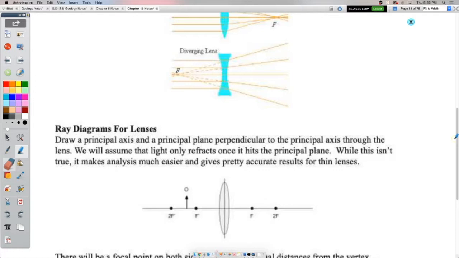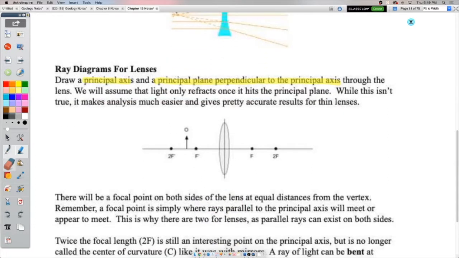So one new addition we're going to make: we've always had a principal axis. Now we're also going to have a principal plane, perpendicular to the principal axis, through the lens. So if we go to the diagram here, see how there's a vertical line perpendicular to the principal axis? That's the principal plane. Now, what is the purpose of that? Well, we're going to assume that light only refracts once it hits that principal plane. So in other words, we are going to treat that line as the point where all of that refraction happens. Yes, really it's refracting a little bit here and then a little bit here, but for a thin enough lens, this is actually a pretty good estimation, and it makes our lives way easier.